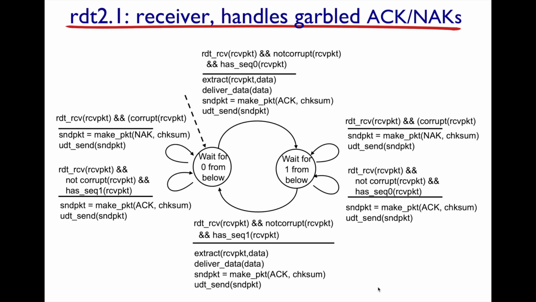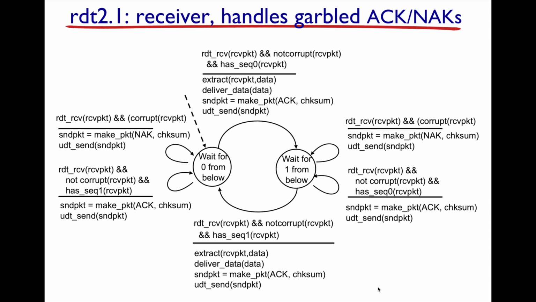The second edge here deals with corruption, right? You got a packet that's corrupted. You can't read it. You can't make sense of it. So you need to respond back appropriately. This top transition here means that things were successful. And what does successful mean? Successful means that it's not corrupt and it's the correct sequence number. Does that make sense? All right, and similarly for the second state.